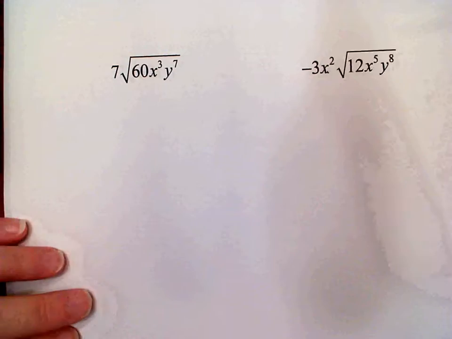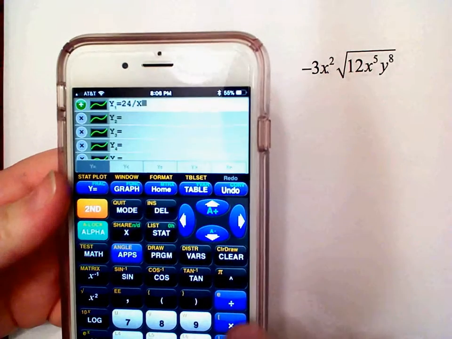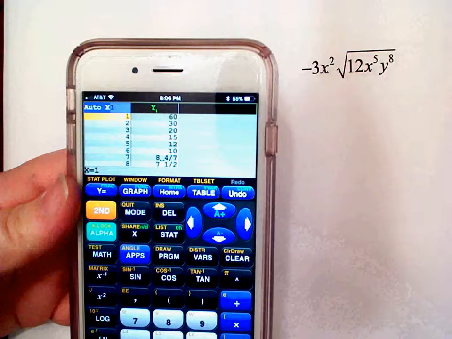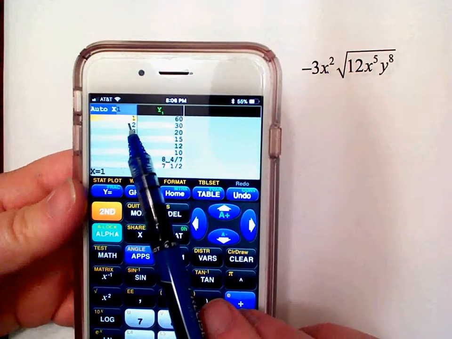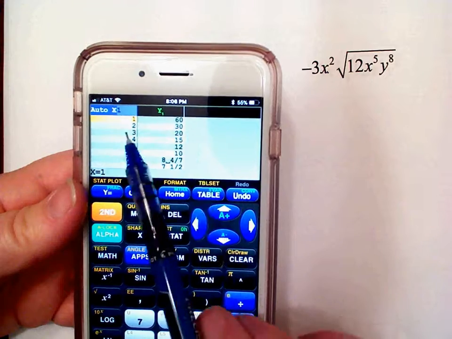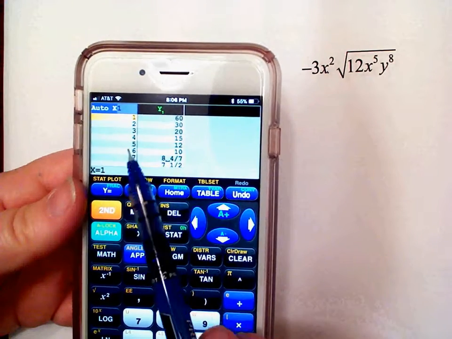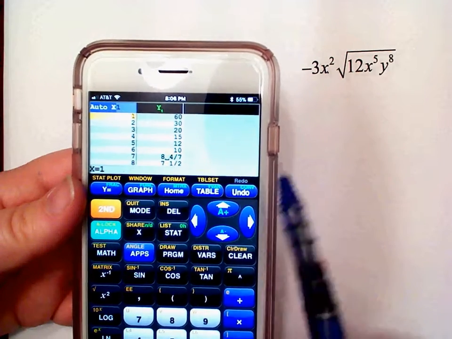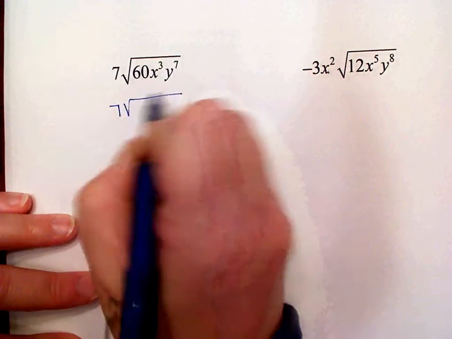So again, I would suggest, if you don't know the number, to go to y equals and put 60 divided by x. Look in your table, and remember, don't start with 1 because that's not helpful. 2 and 30 are not a perfect square. 3 and 20 are not perfect squares. 4 and 15, that works because 4 is a perfect square. So I'm going to separate the 60 into 4 times 15.